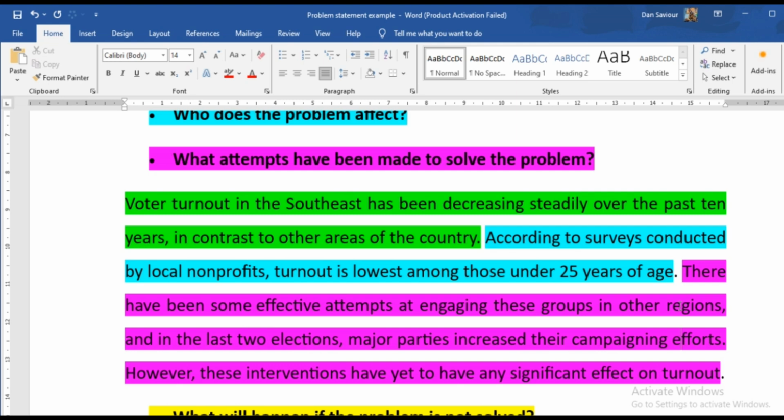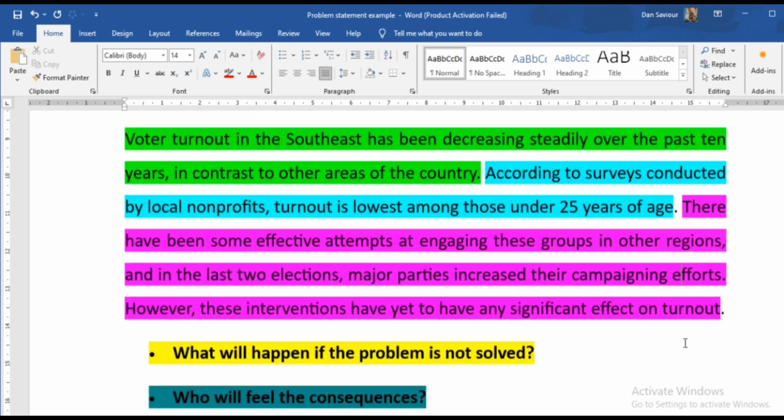Although people have actually carried out recommendations provided by perhaps previous research on engaging these groups. When I mean this group now, it is the under 25 years of age, people that are not voting, right? That have been experiencing decline, right? They have not gotten any significant effect on the turnout, right?